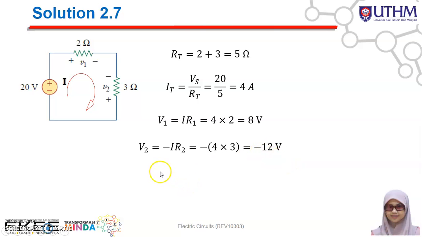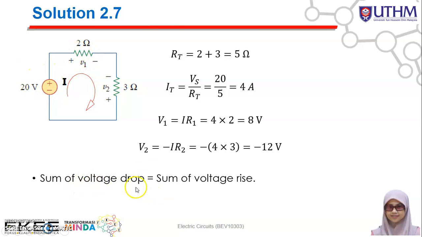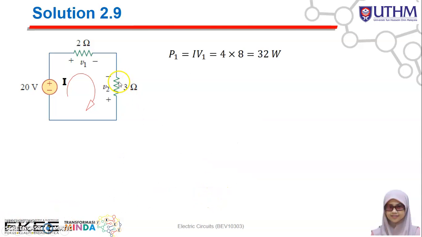Okay, so now what is the relationship between the voltage across each of the elements with the voltage source? So we know that the sum of the voltage drop is equal to the sum of the voltage rise. So in this case, the voltage drop is equal to 8 volt. And the sum of the voltage rise is equal to 20 minus 12, so equal to 8 volt as well. Alright.